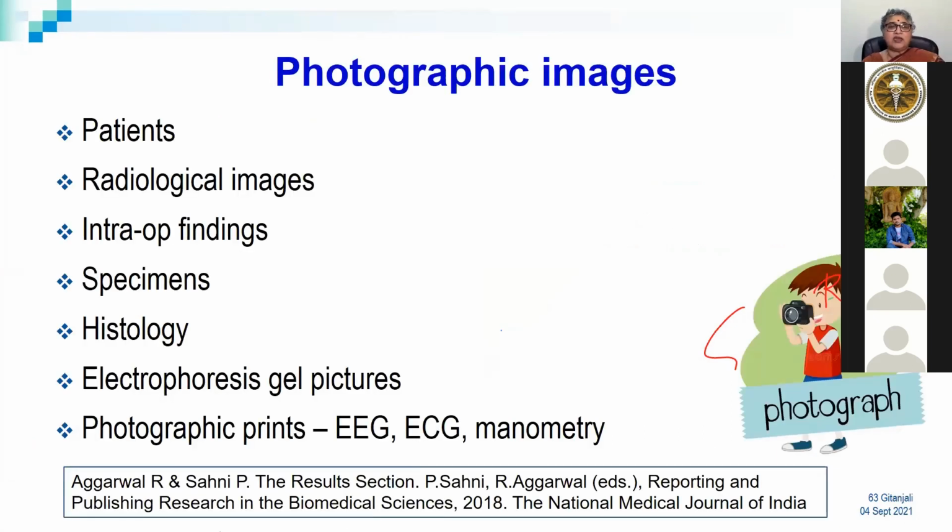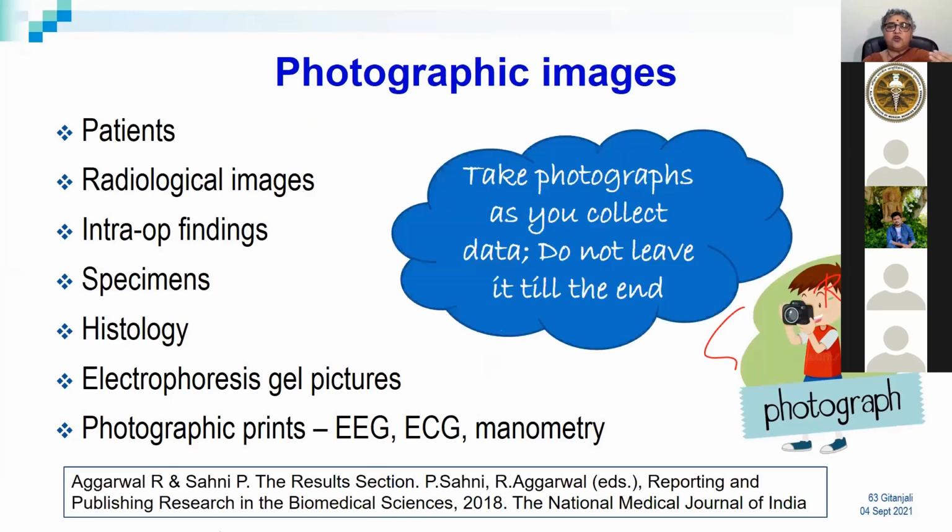And in photographic images, you might have anything: ECG, gel electrophoresis pictures, histology, anything could be there. So in these photographic images, start taking photographs as you collect data. Many times what happens, if you come back and try to take the photograph later, you won't find it. So don't leave it to the end. Start taking the photographs, collect them and save them.